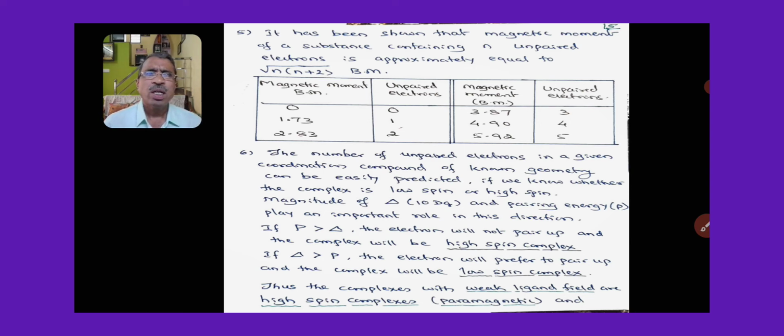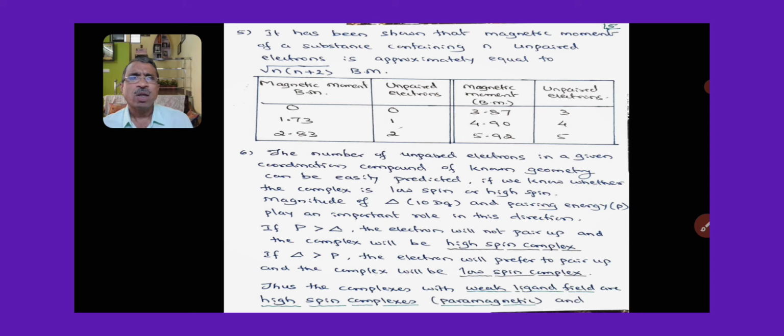Keeping this, you can calculate. Suppose a complex contains one unpaired electron, then n will be 1. So root of 1 into bracket 1 plus 2 will be root 3. Root 3 is nothing but the value 1.73.